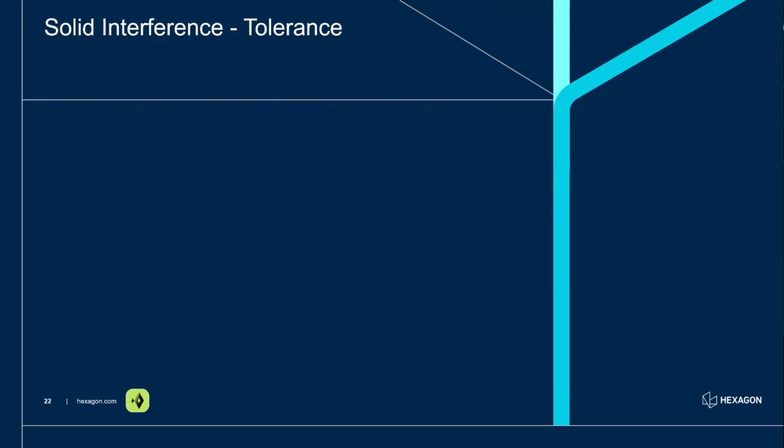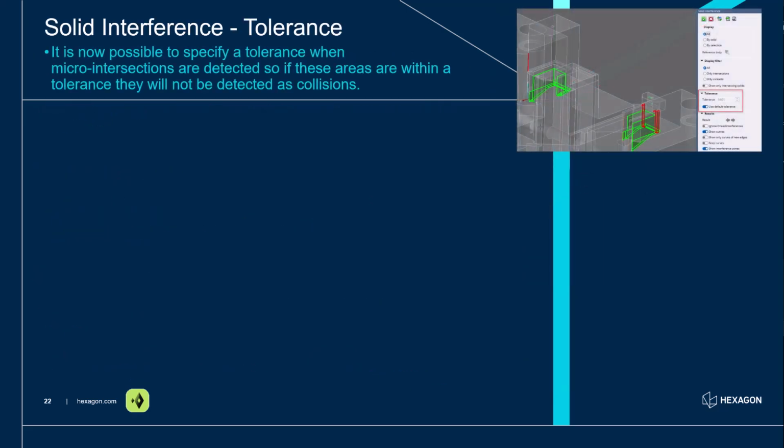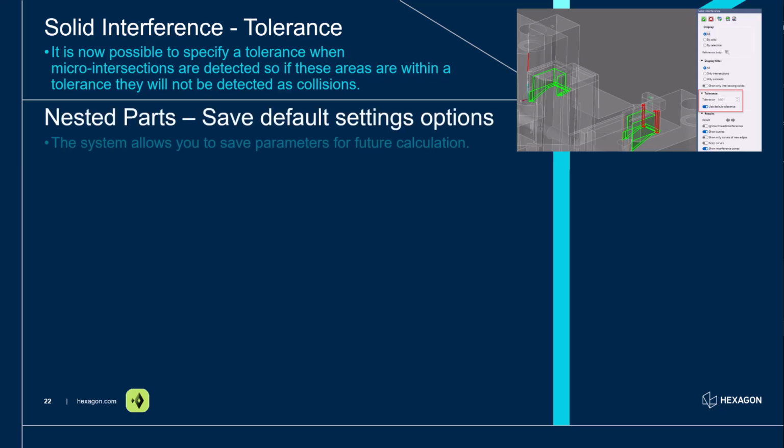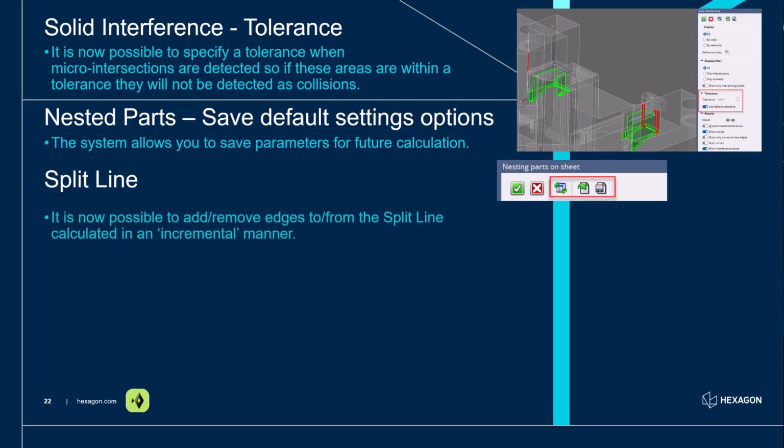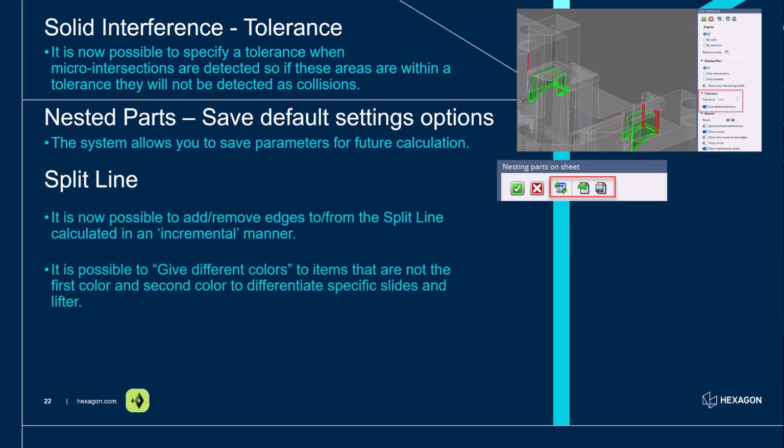Within solid interference, you now have the ability of controlling the tolerance of the interference. This will allow you to prevent false collisions. And within nesting parts, you now have the ability to save the defaults for a future use of the command. And for split lines, it is now possible to remove lines from the split area in an incremental manner.